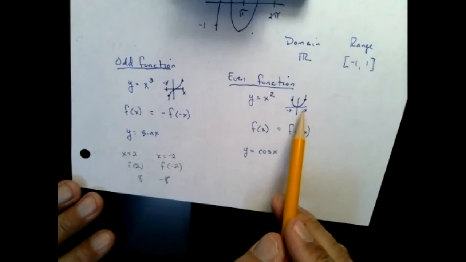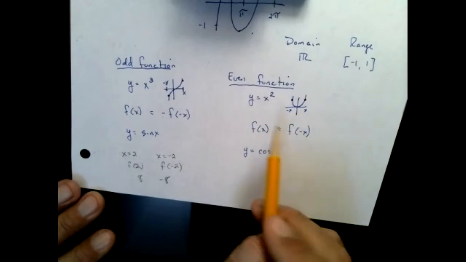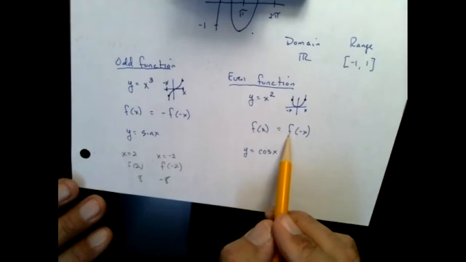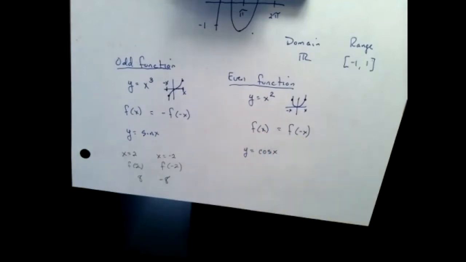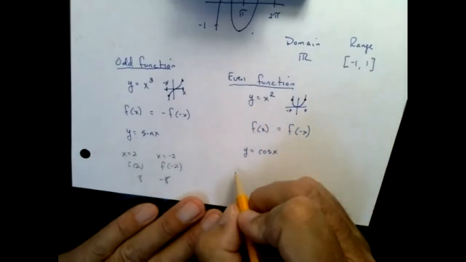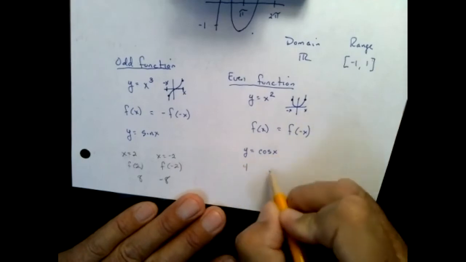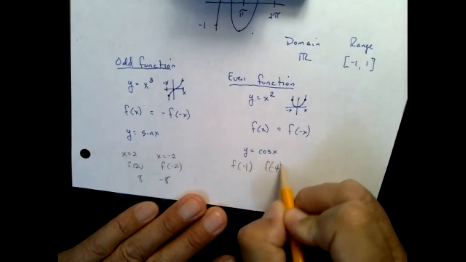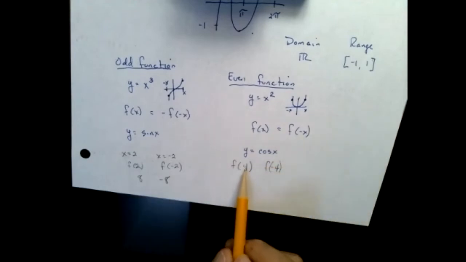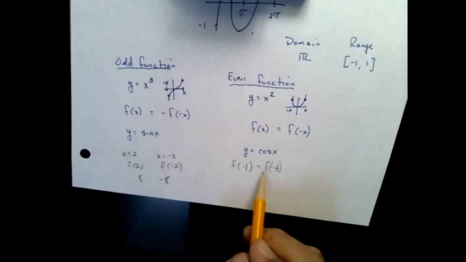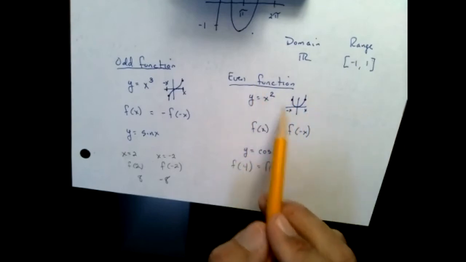An even function, like y equals x squared, is when the y value of a number is going to equal the y value of its opposite. And the cosine is like that. Let's go up to x squared. If I picked 4 and -4, and I said, what is f of 4 and what is f of -4? Well, this is 16 and this is 16. So these two are in fact equal. If that's true for all numbers, then it's an even function.